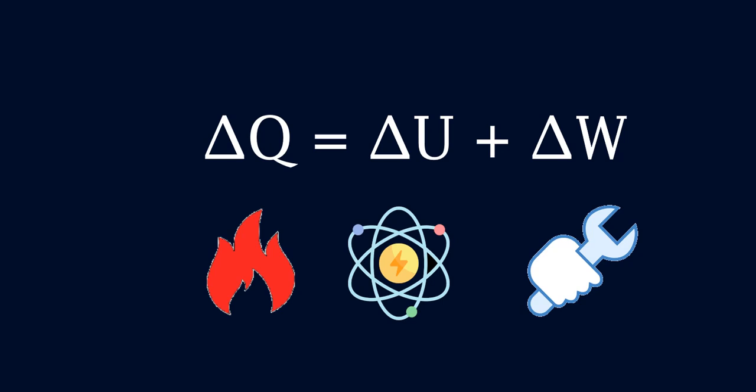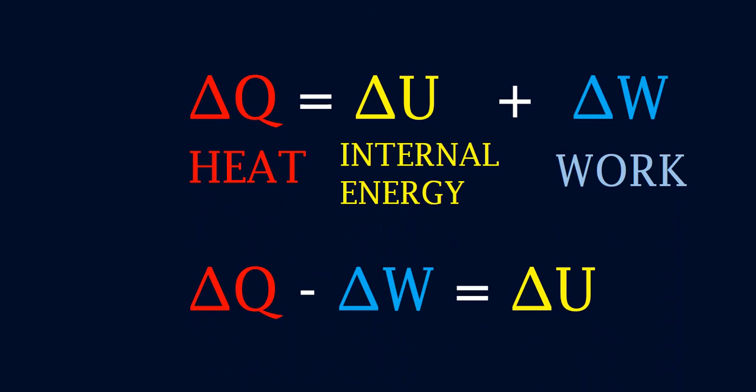This idea is summarized in the formula called the first law of thermodynamics. Delta Q is equal to delta U plus delta W. Let's go through another perspective of the same equation. This law, that is delta Q is equal to delta U plus delta W, tells us that the heat added to a system equals the change in the internal energy plus work done by the system on its surroundings.